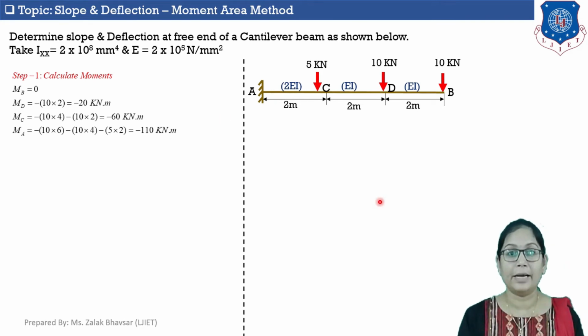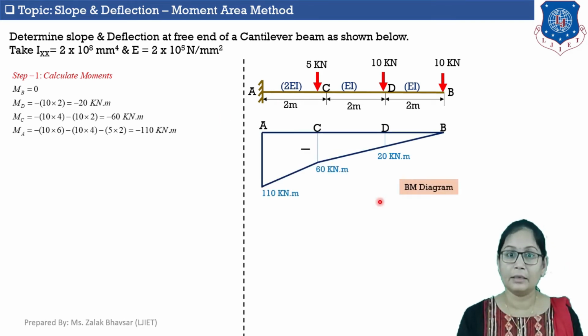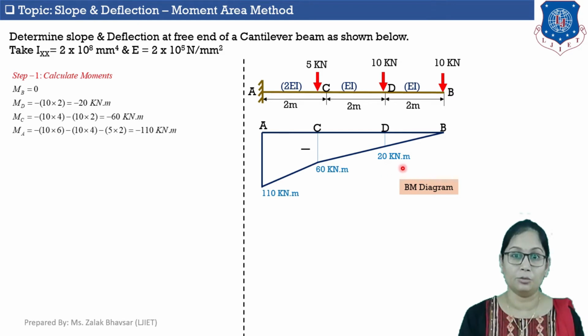Now let's draw bending moment diagram. So here is bending moment diagram. So at point B moment is 0. So here it is 0. Now at point D moment is 20 kilonewton into meter. Okay, so I mentioned 20 kilonewton into meter over here. Now in between point B and D there is no load. So bending moment diagram will be straight inclined line.